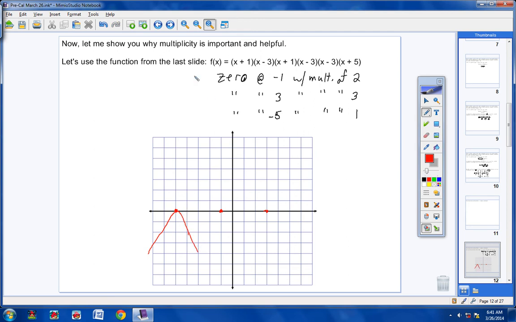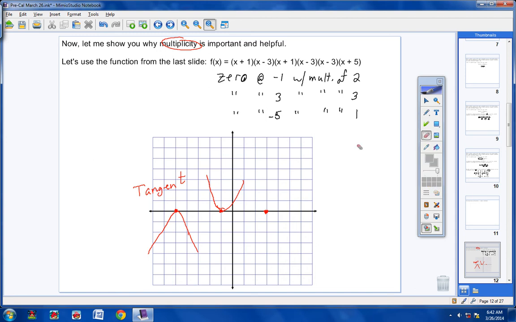Well, there is a way to do it using multiplicity. And by the way, you need to know this word. Whenever a graph hits an x-intercept and goes back down, or hits an x-intercept up top and goes back up like this, it's called tangent. So you would say the graph is tangent to the x-axis at -5, or tangent to the x-axis at -1, or tangent to the x-axis at 3. Get used to that word because the book's going to use it in your homework.